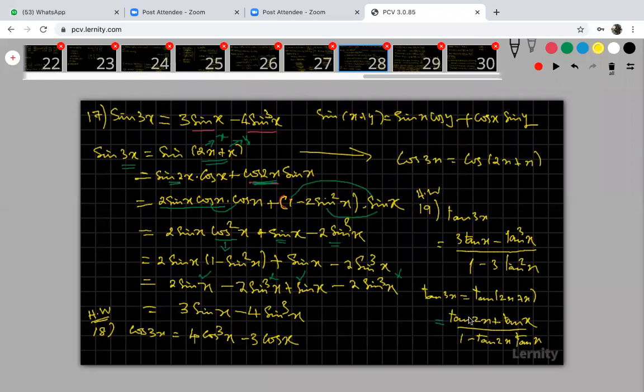divided by 1 minus tan x tan y. Here tan 2x is there, and here also tan 2x. For tan 2x we have the formula 2 tan x divided by 1 minus tan square x. Apply the formula for tan 2x here and then simplify, and you will get the answer.